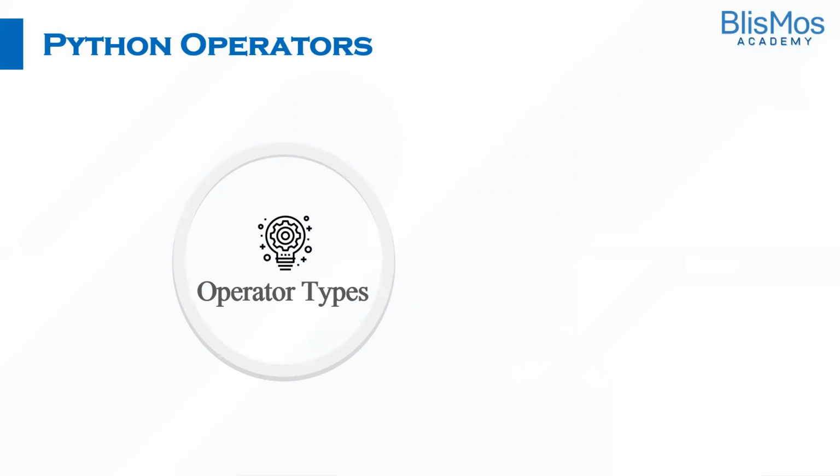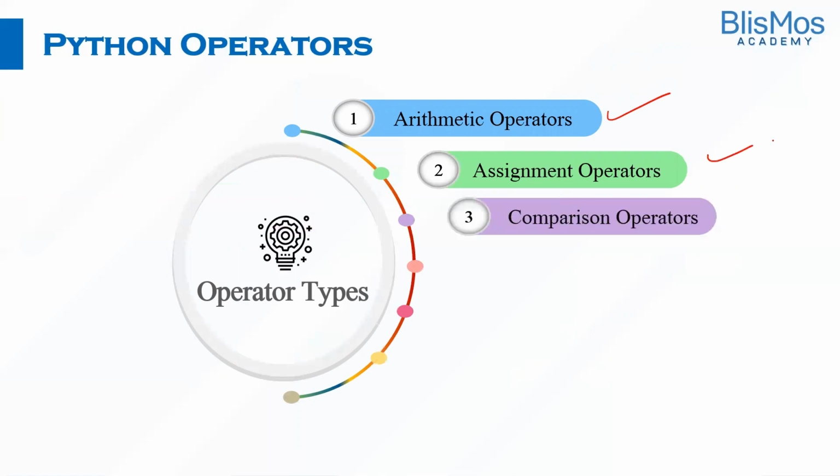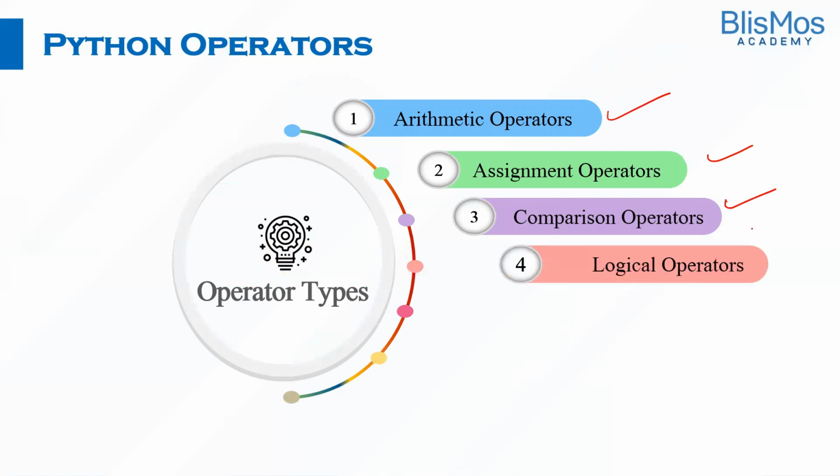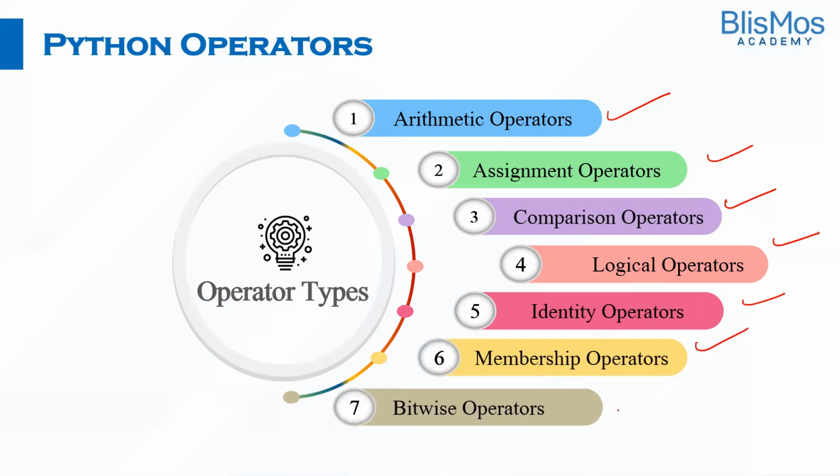Operator types in Python are: we have arithmetic operators, assignment operators, comparison operators, logical operators, identity operators, membership operators. Finally, we have bitwise operators.